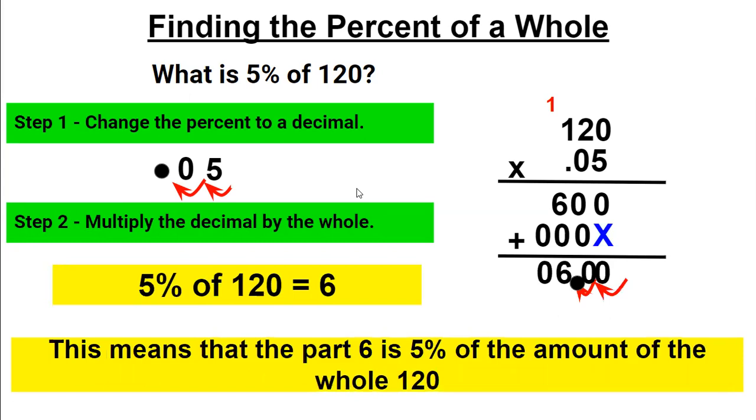This means that the part 6 is 5% of the amount of the whole out of 120. And if you think about it, does that sound reasonable? We know that a percent is always out of 100. And if you have only 5% of 120, it's not going to be a very big number, is it? Because what is 50% of 120? Right, 50% is 60. So 5% is way less than 50%. So it has to be way less than 60, doesn't it? So 6 makes sense. So sometimes ask yourself, does my answer make sense?